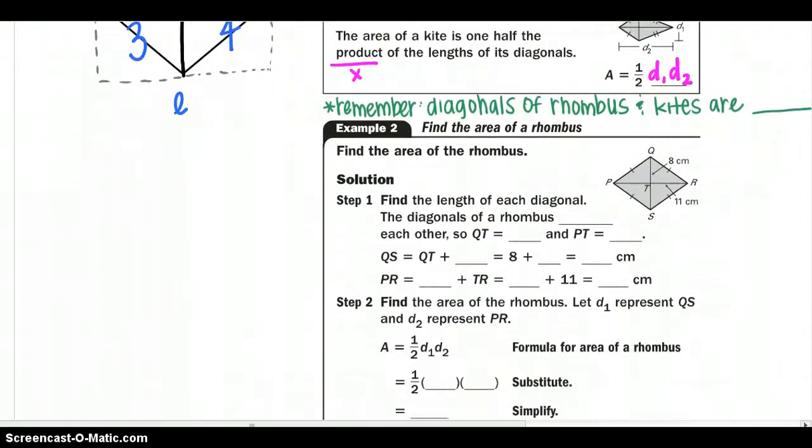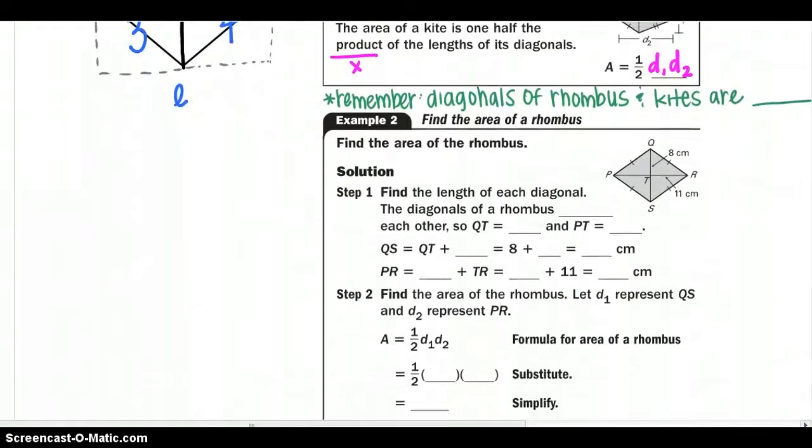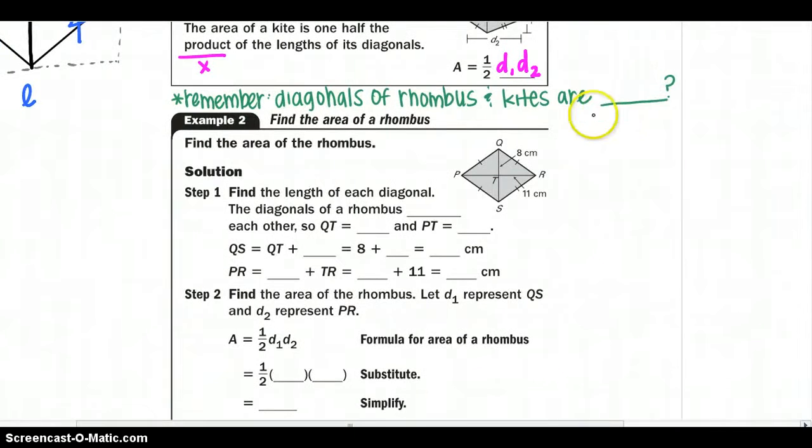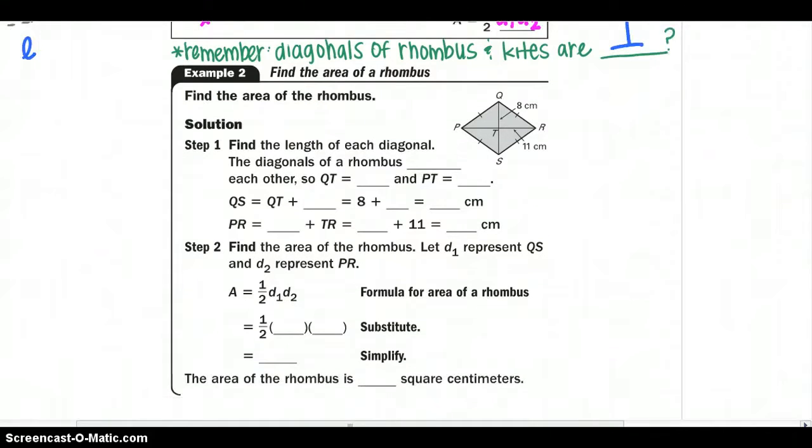So let's go down to example 2. Again, remember that the diagonals of our rhombus and our kites are perpendicular, and that's what we are trying to find. So we want to find the area of the rhombus if we're given the 2 diagonals. So find the length of each diagonal. The diagonals of the rhombus bisect each other. That's another characteristic that we learned.